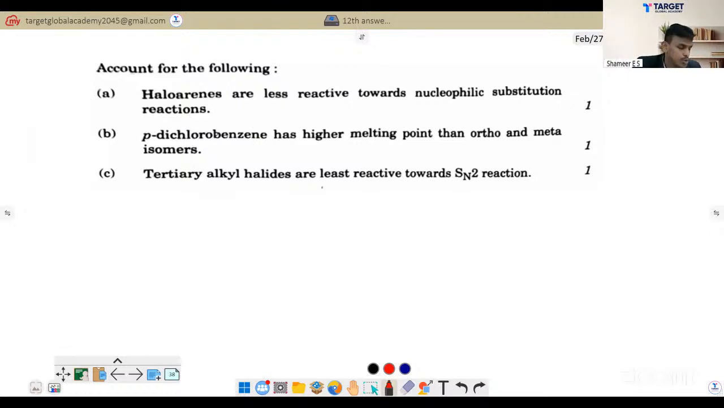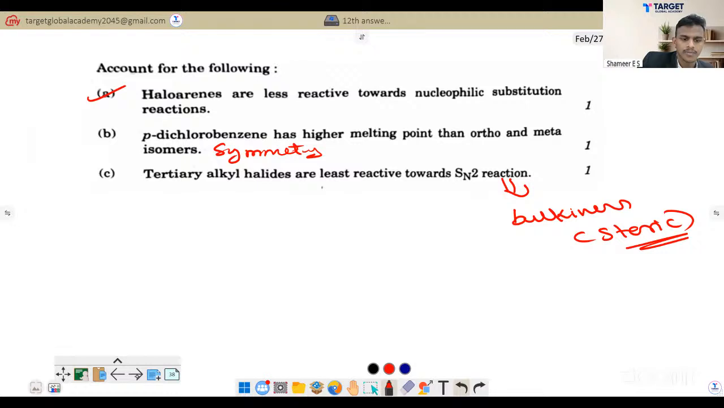We discussed the same question with double bond character, and due to the hybridization change in carbon. Para-dichlorobenzene has a higher boiling point than ortho and meta due to the symmetry and stability. Tertiary alkyl halides are least reactive in SN2 reaction due to the bulky group effect, bulkiness, also known as steric hindrance. Next.